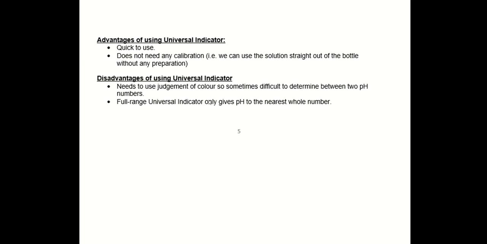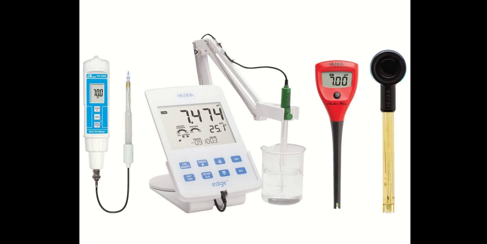And also, full range indicator only gives the pH to the nearest whole number. You can get slightly more accurate ones, and they take a little bit more getting used to, but most universal indicator you come across only gives pH to a whole number, and you'll see why that's a slight disadvantage in a moment.